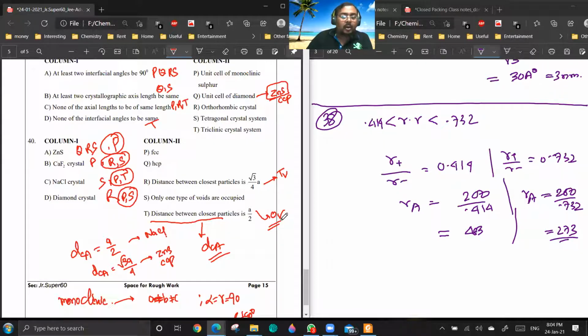The distance between the closest particles, DCA, is a by 2. And diamond has what?